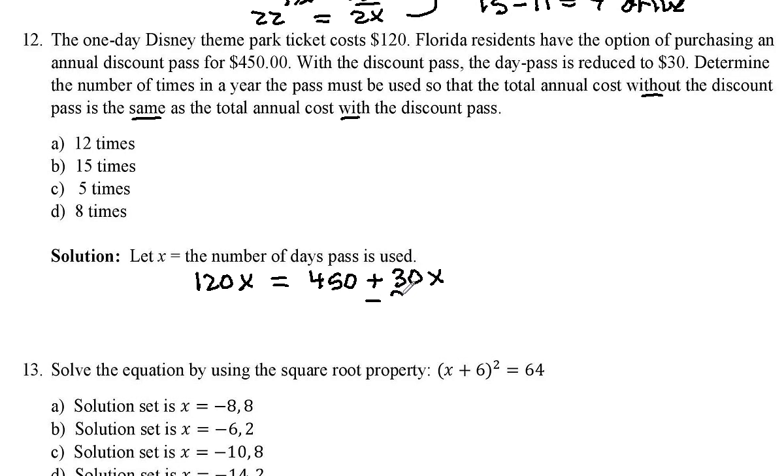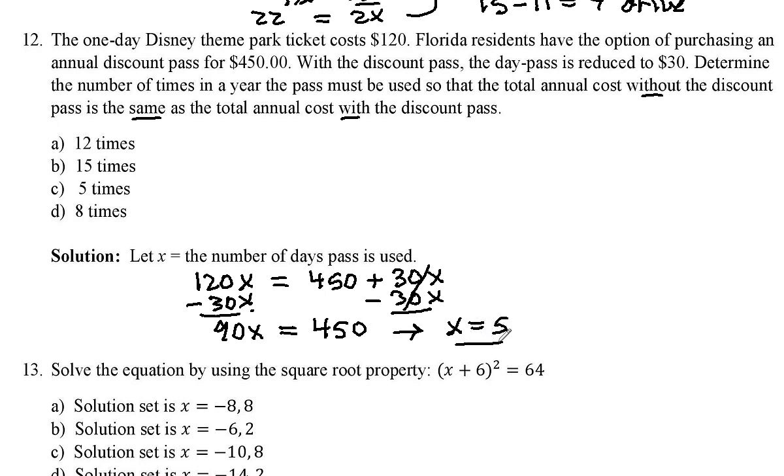So let's go ahead and subtract 30x on both sides. The equation's not hard once you got it. So that leaves us 90x on the left-hand side equals, these guys cancel, 450 on the right-hand side. 9 goes into 45 5 times. So 90 is going to go into 450 5 times. So x equals 5. So you have to use that pass 5 days to break even, and after that you're saving money using the discount pass.